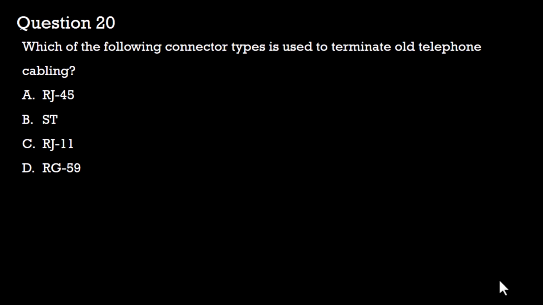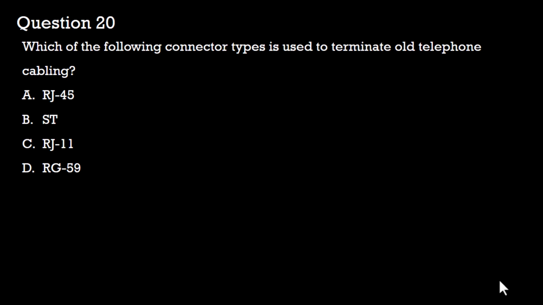The RJ45 is commonly used to terminate Ethernet cables like the Cat5e or the Cat6. It is not used for old telephone cabling. The ST or straight tip is used to terminate fiber optic connectors. It's used to terminate multi-mode and single-mode fiber optic cables, but it is not used for telephone cabling.